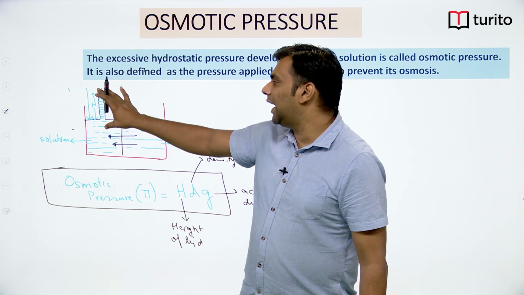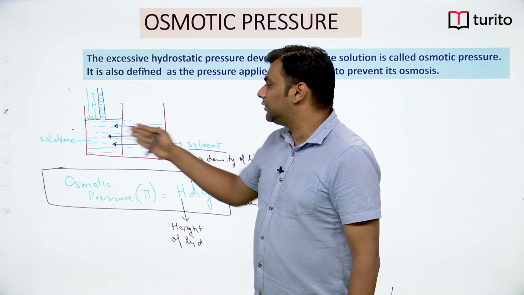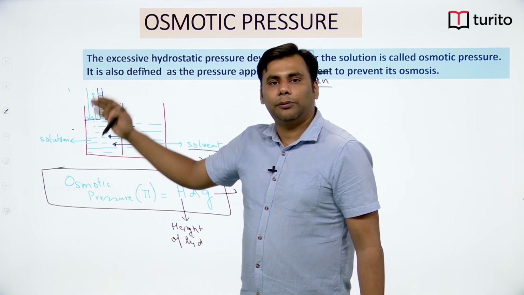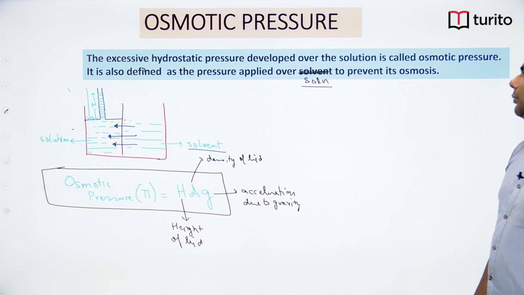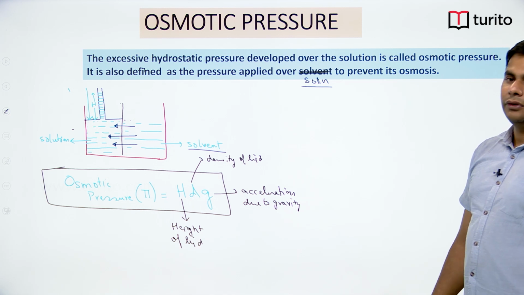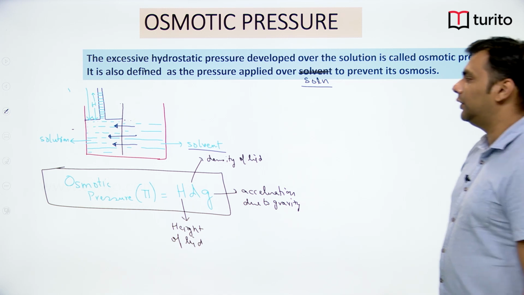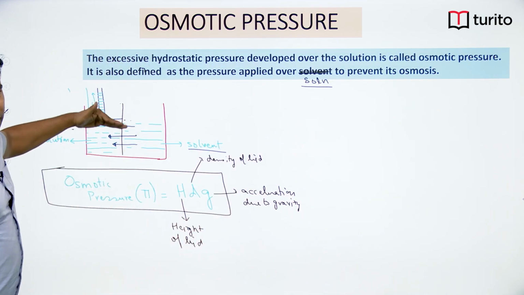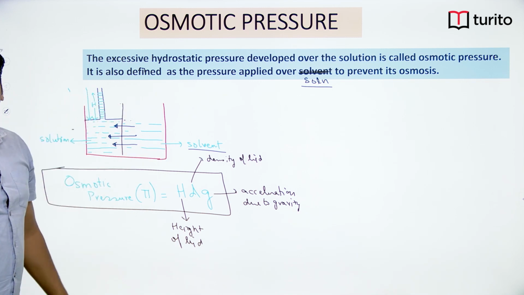Now if the height is sufficient, or the pressure exerted is sufficient, so that the solvent is not able to cross the semi-permeable membrane, then that pressure is called the osmotic pressure. So it is the excess hydrostatic pressure developed over the solution. We can also define it as: if we apply this pressure, h rho g, on the surface of this liquid, the solvent won't be able to cross the semi-permeable membrane.